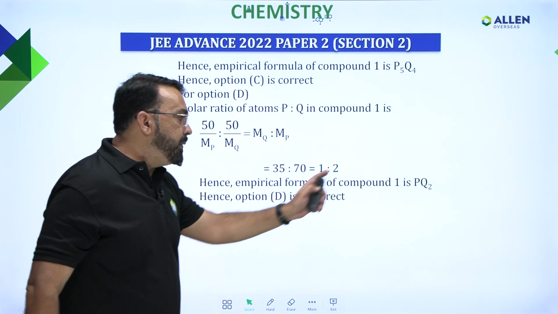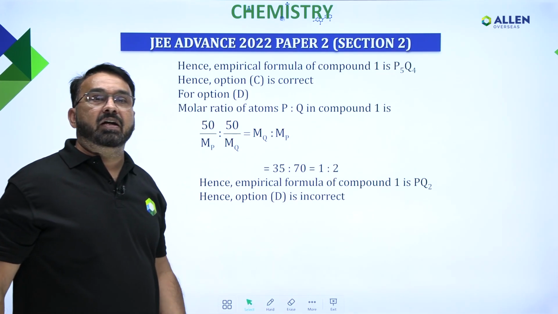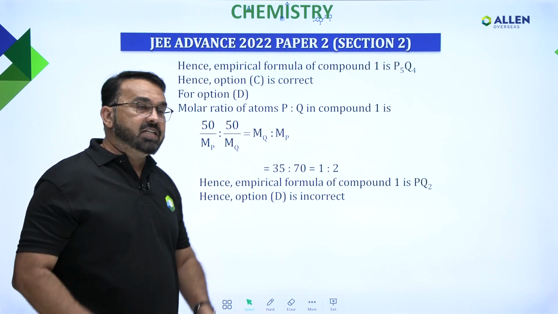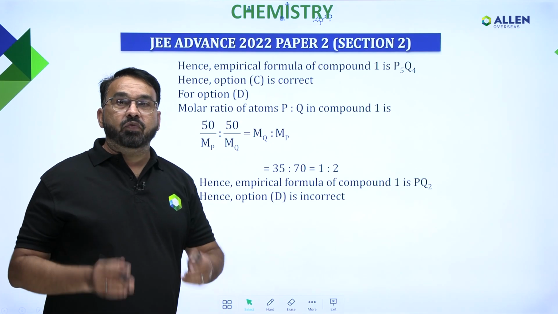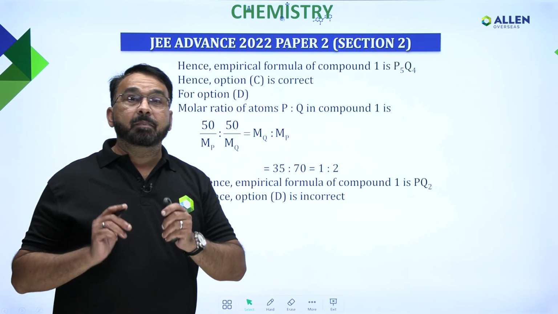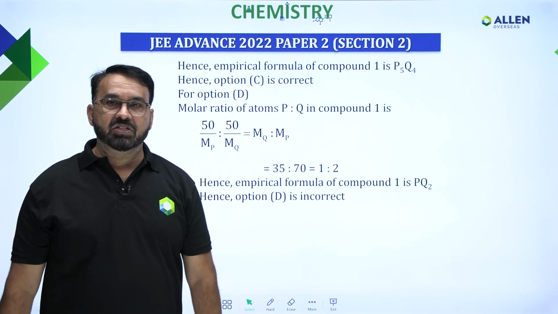Because the empirical formula is PQ2, but the statement given is different. Hence, we say that statement D is incorrect, or option D is incorrect. So, for this particular question, options B and C are the correct options, students, right?